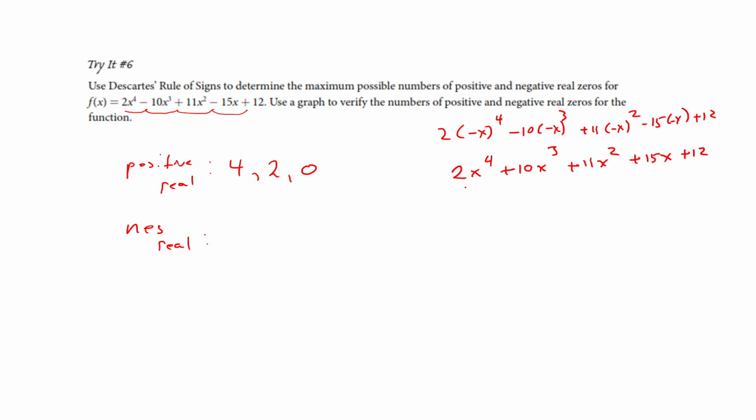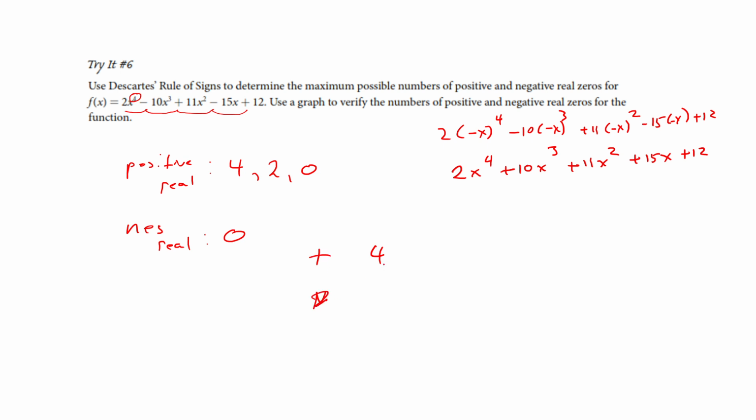So the negative real, if you look through here, there aren't any. We never have a sign change. So the max number of negative real is 0, and we don't have to go down because that's all we have. Okay, so the fundamental theorem of algebra says there are 4 possible roots. So we know there's no negative roots.